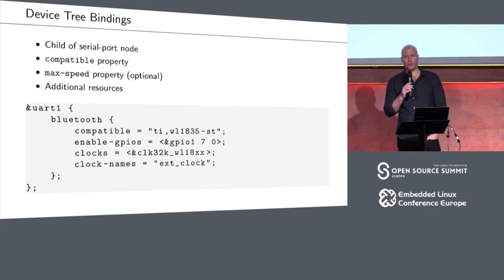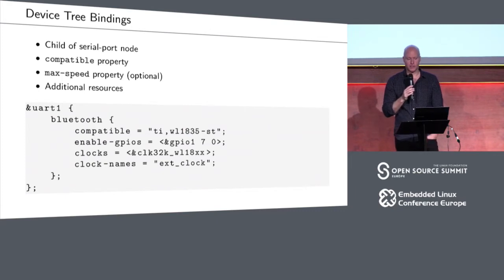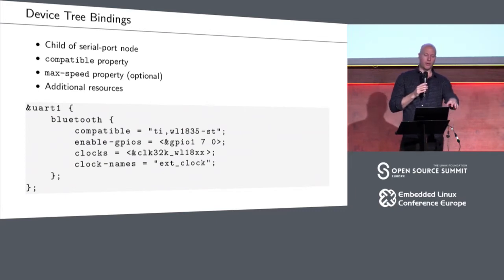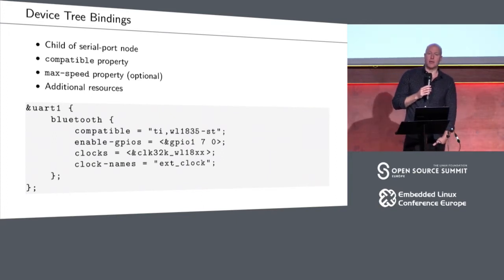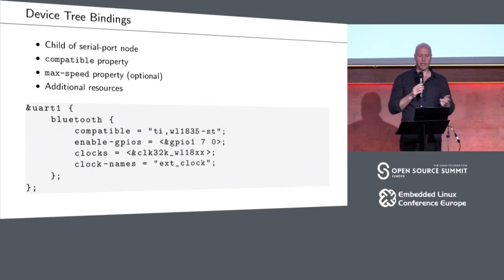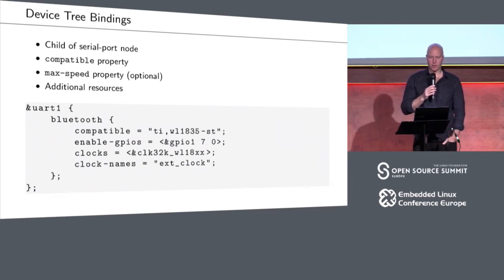Device tree bindings, for a serial attached device: a device tree serial attached node is simply a child of a serial port node. And the only requirement is that it has a compatible property. There is a max speed property defined as well. It's optional, and it's not supposed to be used to specify the actual baud rate to be used, but rather to lower the maximum baud rate. The driver is supposed to know what capabilities the hardware has, but it's only if there are issues with the actual physical board that you can cap that max speed by using this property. And this is also where you would specify your GPIOs and clocks and so on.